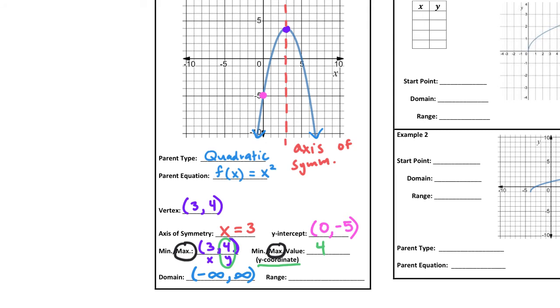And then let's look at the range. The range is scanning from bottom to top. Now the arrows are pointing down, so that means they're going to go down towards negative infinity. And then as I scan up, what's the maximum point? It's at y equals 4. And so my range is from negative infinity to positive 4, close bracket. Okay. Now let's look at the square root function.